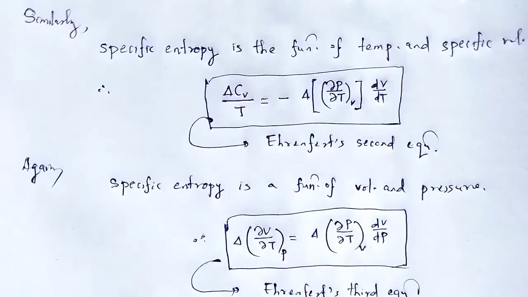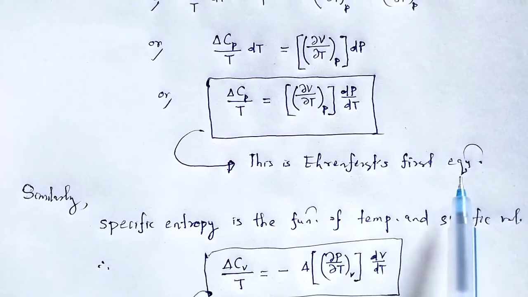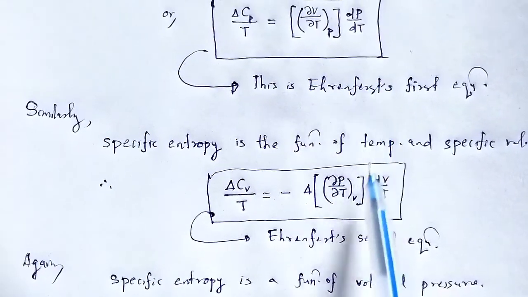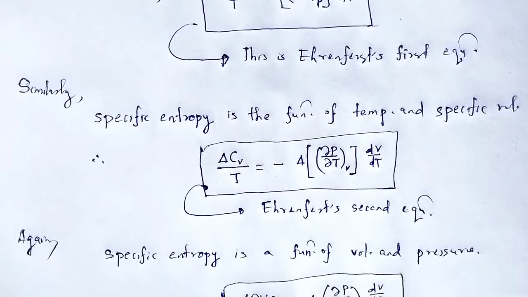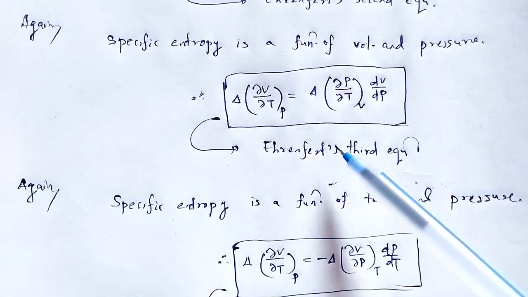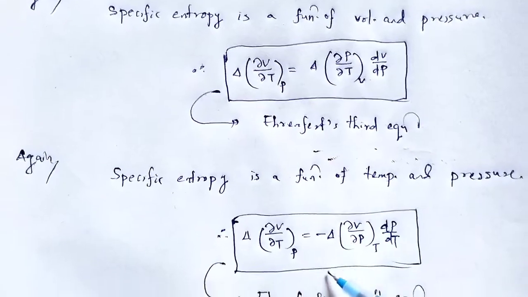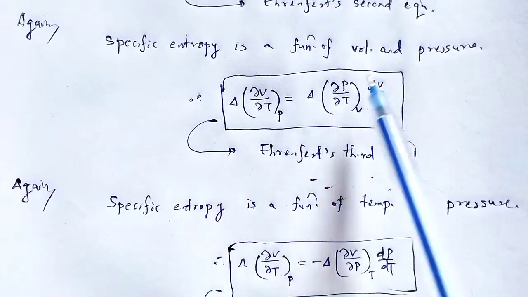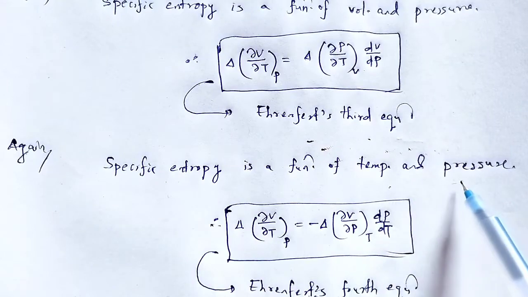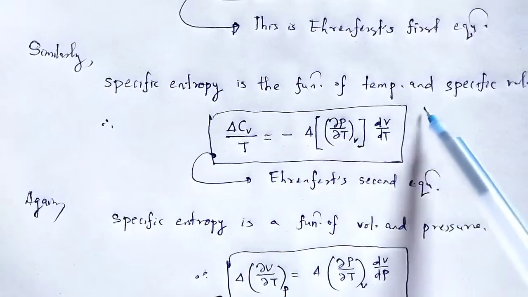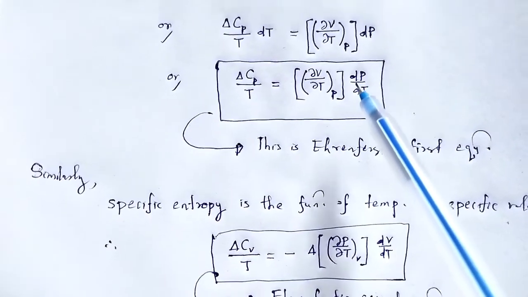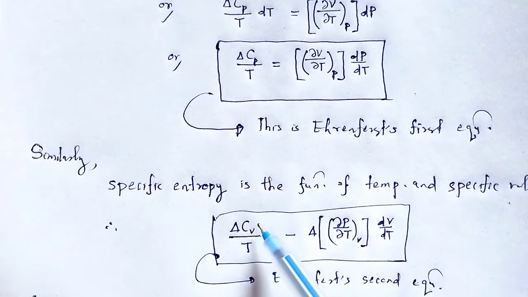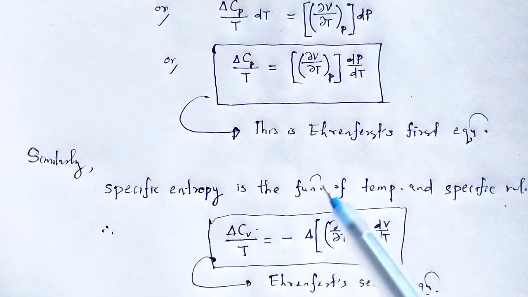Look at these equations. This is the Ehrenfest first equation. This is the Ehrenfest second equation. These two equations are very important to calculate the second order phase transitions, but the next two are the accessory equations, that is Ehrenfest third equation and Ehrenfest fourth equation, taking entropy as a function of volume and pressure, entropy as a function of temperature and pressure. But the first cases, that is entropy is a function of temperature and specific volume. Here the temperature and specific volume, we consider at constant pressure, the specific heat at constant volume.